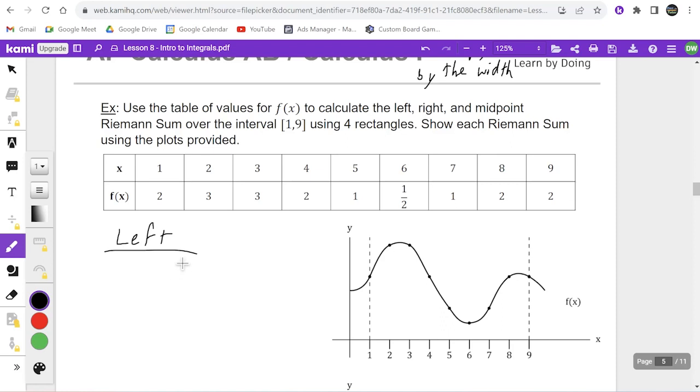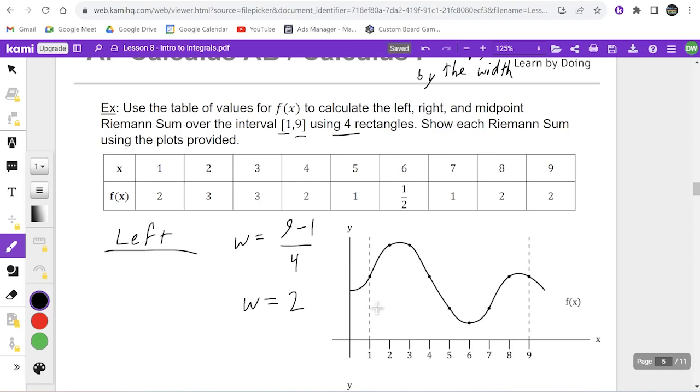And when I do the left, the first thing I'm going to do is I'm starting at 1, ending at 9, and it says 4 rectangles, right? So I have to find my width, first of all. Width is equal to b minus a, so 9 minus 1, over n, the number of rectangles. So it looks like the width is 8 over 4, which is 2.